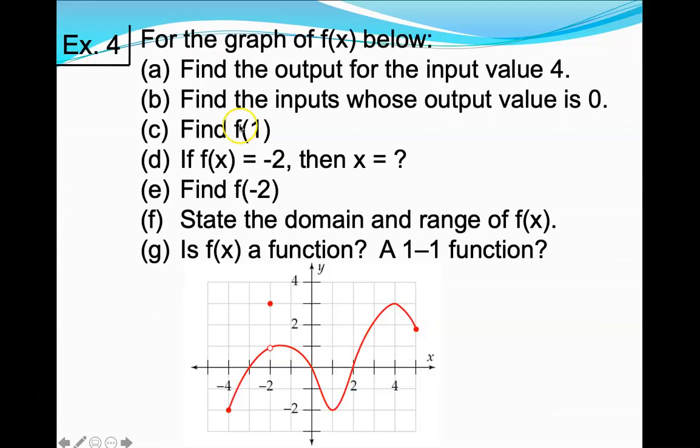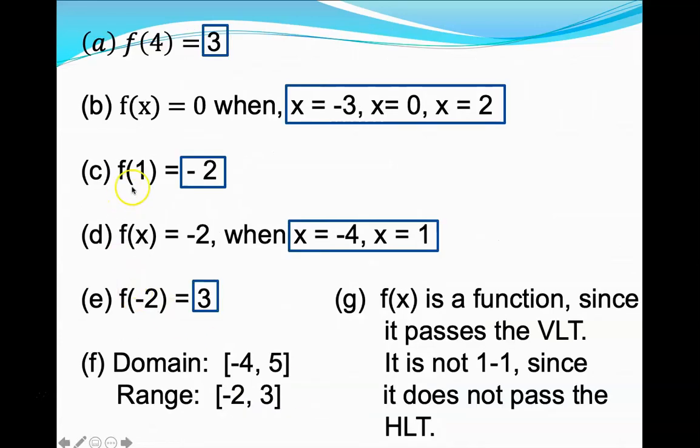Now, find f of 1. Again, when I say f of 1, that means 1 is the x, give me the y. So here's where x is 1, find the graph. There's the point I'm looking for, well, its y value is -2. So for part C, f of 1 gives me a y value of -2.